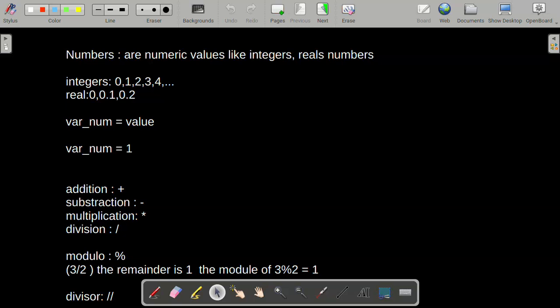Hello friends, welcome to module 2 of Python programming language. So in this module we are going to focus on numbers and comments. So this first unit we are going to look at numbers.